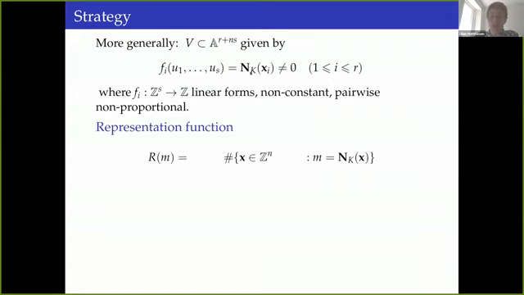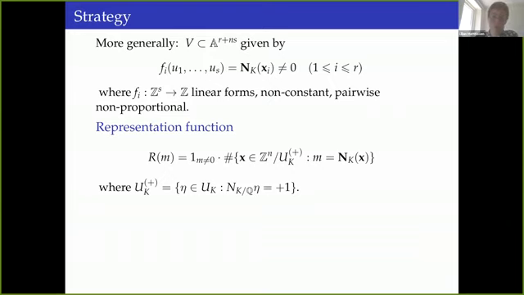And such a counting function will count, for a given integer m, how many ways there are to express m as the norm form of some element x. And in order to turn this into a finite problem, you might have to quotient out by the action of some subgroup of the group of units. And these are units of norm plus 1.